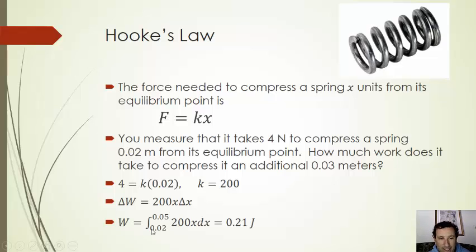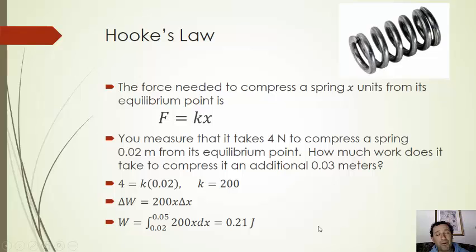So the work is going to be the integral from 0.02, because that's where I started, and I did an additional 0.03, so I'm up to 0.05, of 200x, the delta x becomes a dx. And when I integrate that, I get 0.21 joules. And that's how much work it takes to compress a spring.